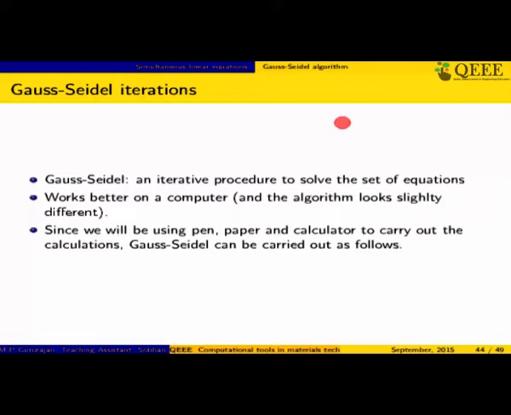is the Gauss-Seidel iteration. Okay, so it's an iterative procedure. In computer science we like iterations a lot, and it is said that to iterate is human and to recurse is divine. So most of the algorithms are based on iterations and recursion.